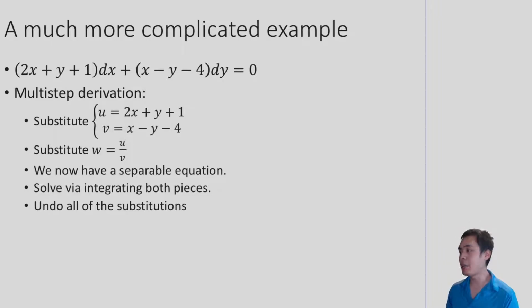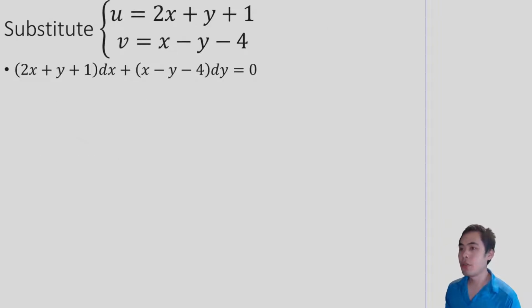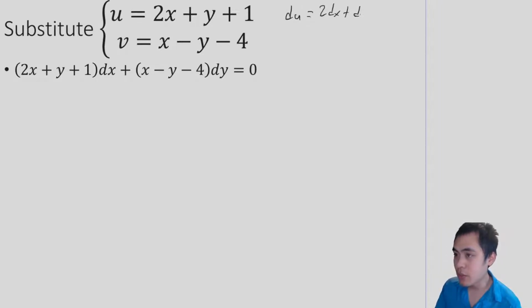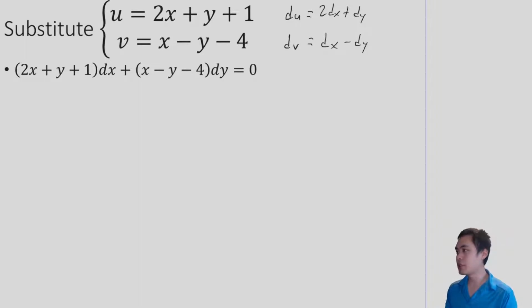So this is a more complicated example, and so we are going to have to be very comfortable working with differentials. The first thing we're going to do is substitute these two variables in. And when we do that, we need to compute du and dv. So du is going to be equal to 2 dx plus dy, and dv is going to be equal to dx minus dy. Okay, so just think of it like taking a derivative.